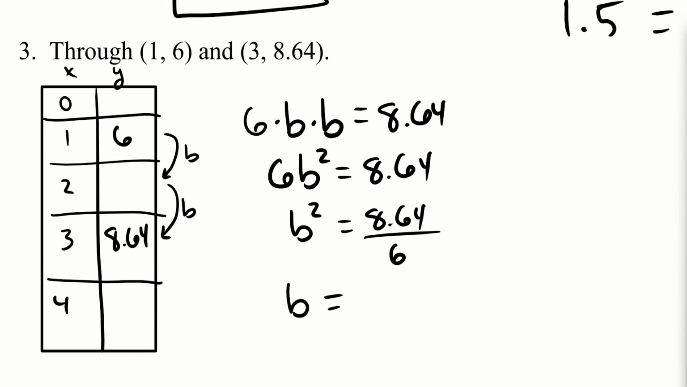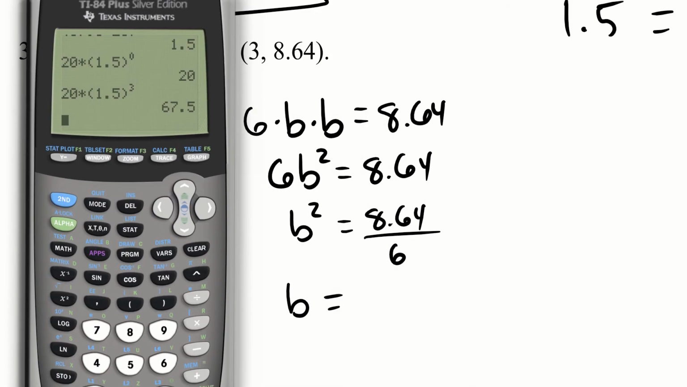If I raise both sides to the 1/2 power, that's the same thing as taking the square root, right? So I could just open my parentheses and just go 8.64 divided by 6, close parentheses, and I'm just going to now raise that to the 0.5 power, or I could take the square root. And when I do that, I get that b is 1.2.